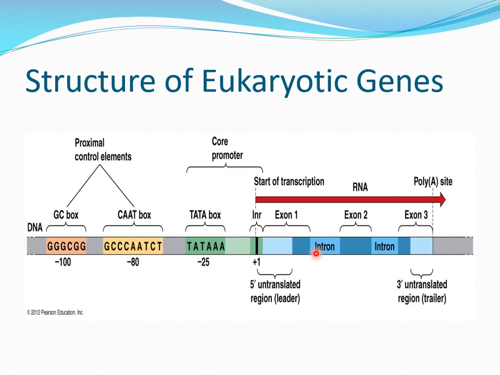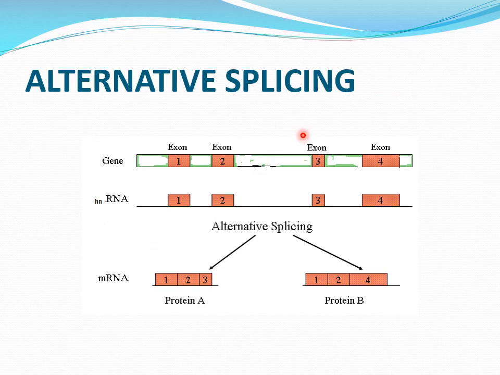This RNA is the heterogeneous RNA, and it undergoes processing so that it may form the messenger RNA. The three basic steps of processing: first is removal of these introns so that only exons are there. Then capping, in order to protect the 5 prime end of the messenger RNA, and then tailing.